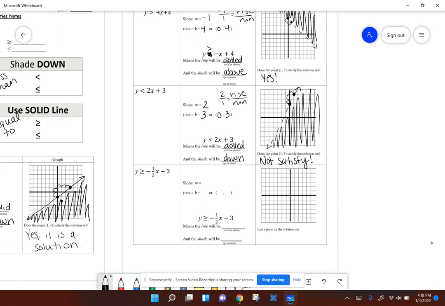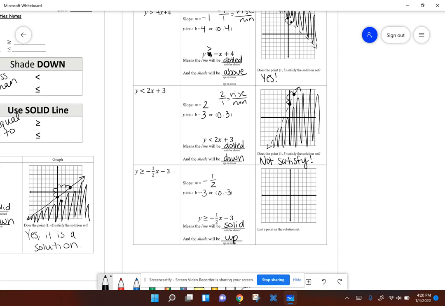And last but not least, y is greater than or equal to -1/2 x minus 3. My slope is the number in front of x, so that's -1/2. My b is -3 or 0, -3. Since it's got the equal to, this is going to be a solid line. And then because it's greater than, we're going to shade up or above.